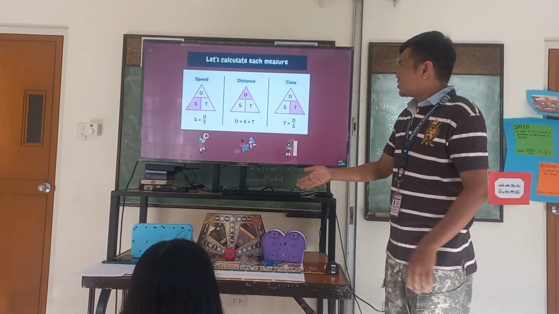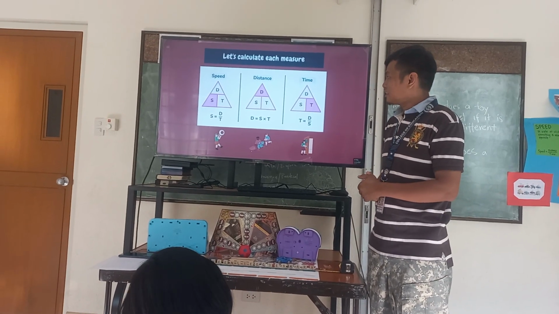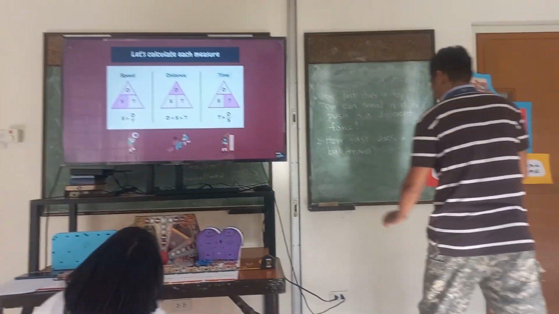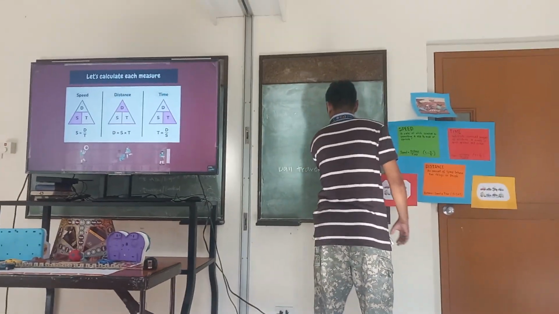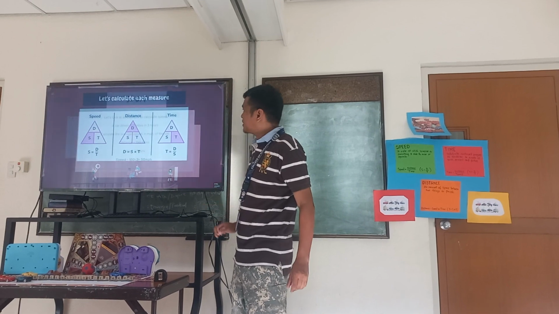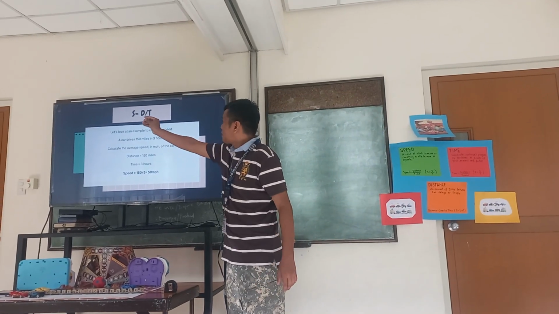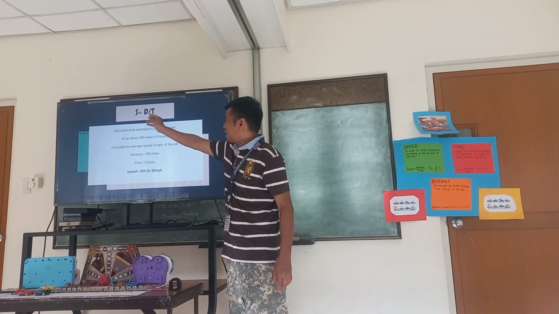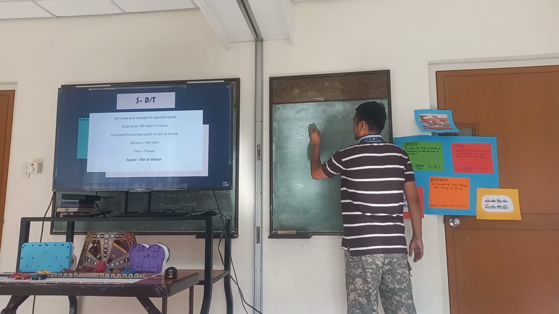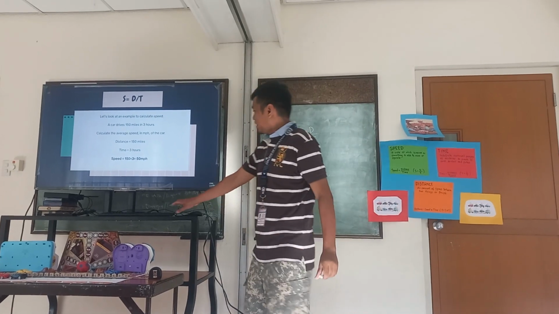So, let's proceed, class, to the formula on how to get the speed, distance, and the time. Okay? Makikita natin ito, speed, distance, and the time. So, class, ito yung mga questions. First, to get the speed, we need to divide the distance and the time. Okay? So, here's class, distance over time.